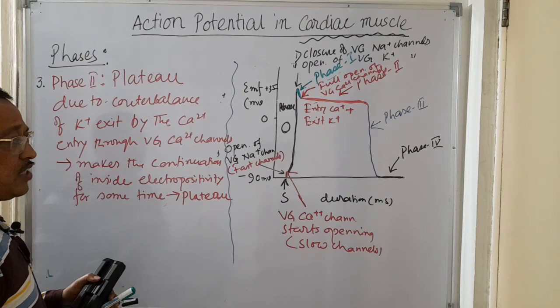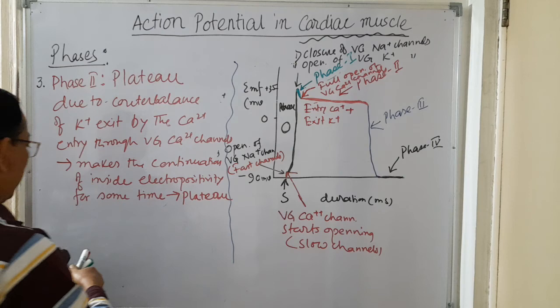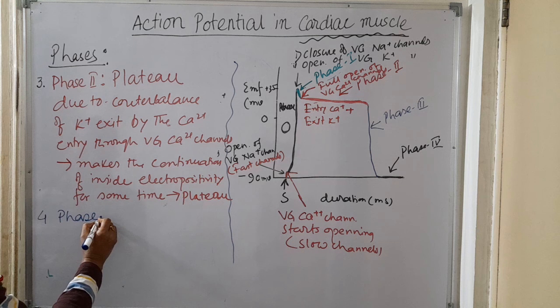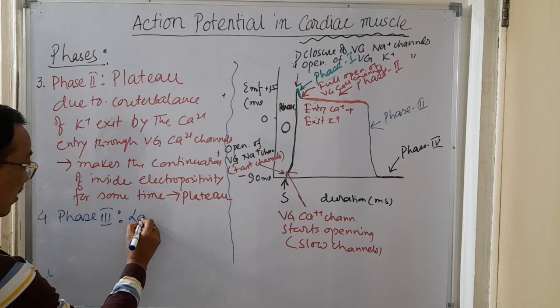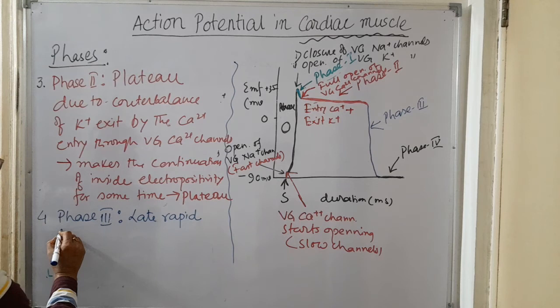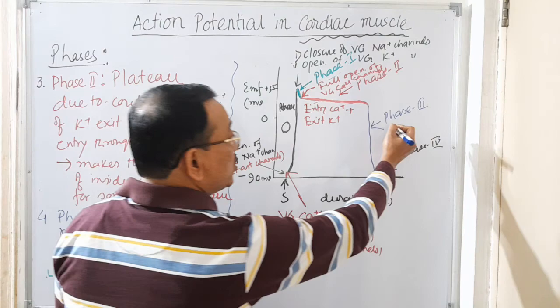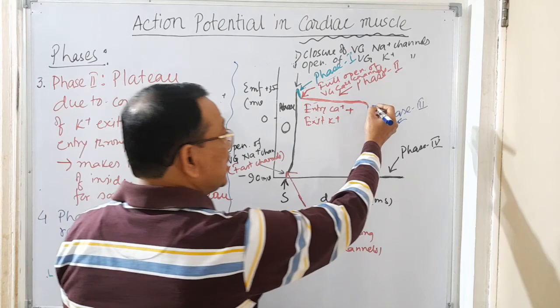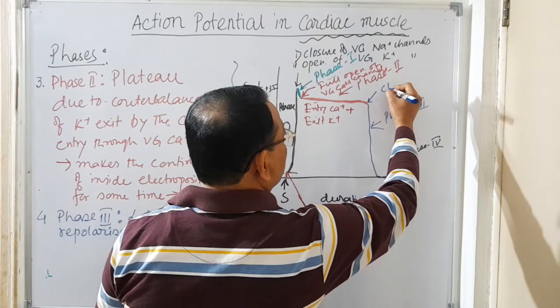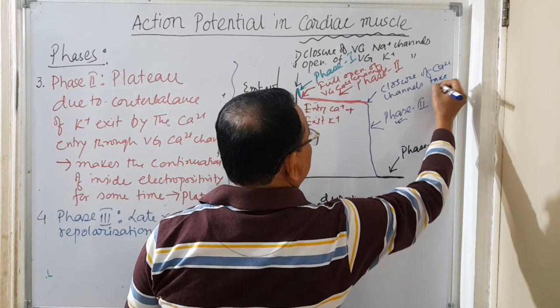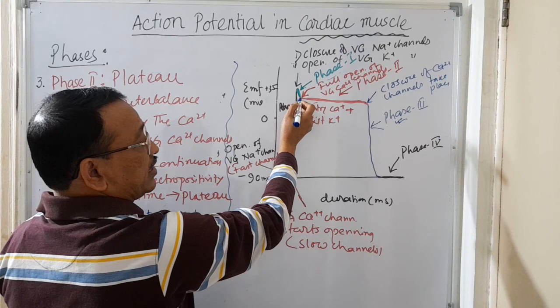Now let us talk about phase 3, which is known as the late rapid repolarization. This is because at this particular moment, what has happened? Closure of calcium channels takes place. Whatever calcium channels were opened earlier will be closed at this point.